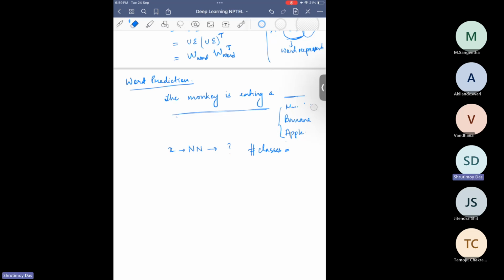I just showed this as an example. But in general, if you have a vocabulary of p words, that means you will have p number of classes, because out of all of these you have to select only one, or you have to select the class with the highest probability. So suppose my vocabulary has say 100 items, or 100 words, let's say.